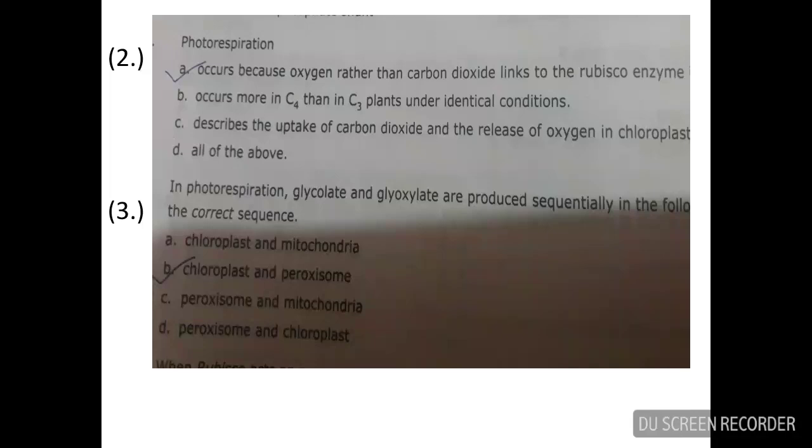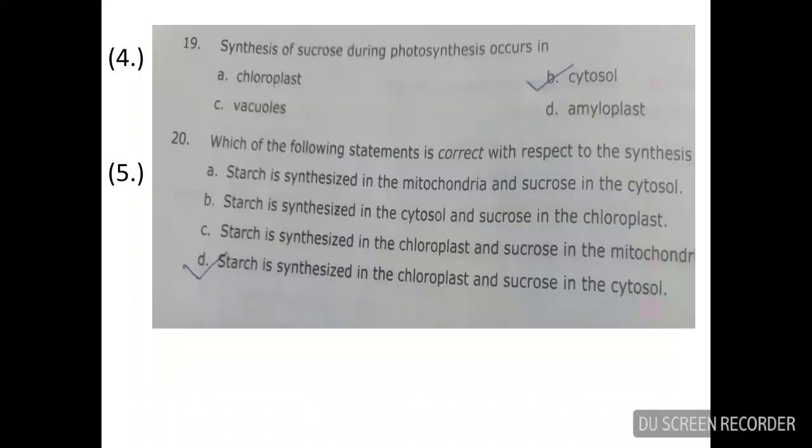Okay, so in photorespiration, glycolate and glyoxylate are produced sequentially in the following. The correct sequence is chloroplast and peroxisome. So the answer will be option B. Question number 4. Synthesis of sucrose during photosynthesis occurs in chloroplast? No. Cytosol? Yes. So the answer will be option B, cytosol, not vacuole and not amyloplast.